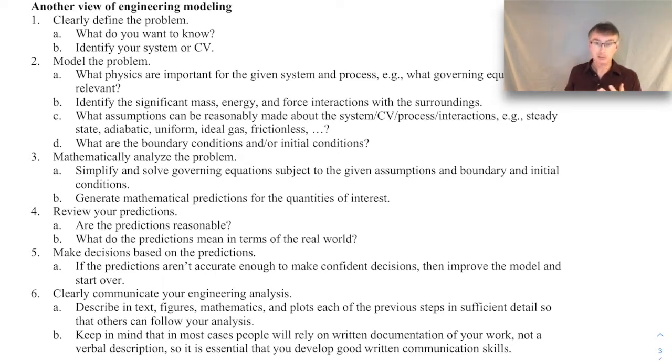And if you feel like those predictions are reasonable, then what do the predictions mean in terms of the real world? We want to take it out of mathematics and back into the real world again. So if you get a prediction of pressure in a tank, you might ask yourself, okay, I think that pressure is reasonable, and you want to interpret that pressure so you can make a decision about the real world. Actually, it bleeds into point number 5. Make decisions based on the predictions.